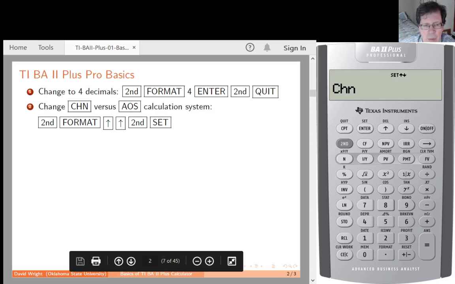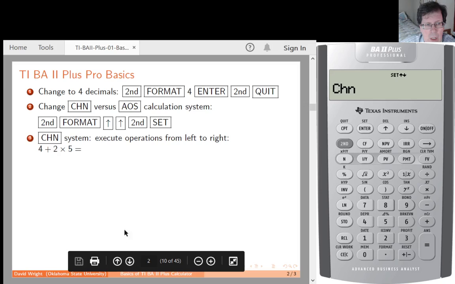Well, let's just see what we're going to do. A few examples of the difference in it. So the chain system, you execute operations from left to right. There's no precedence. You just go from left to right. So it's one after the other. So for instance, 4 plus 2 times 5.